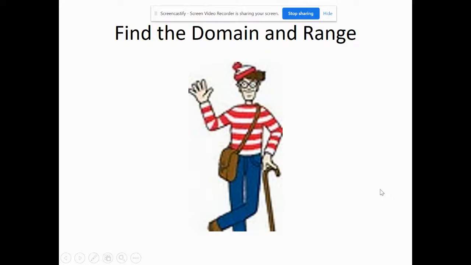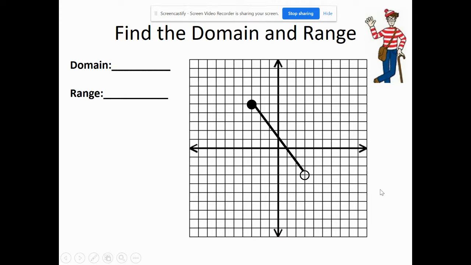Find the domain and range, not find Waldo. Right. Ooh, here we have a graph with a closed endpoint and an open point. One thing I want to make note of: the closed endpoint means it's part of the solution, an open circle means it's not part of the solution.